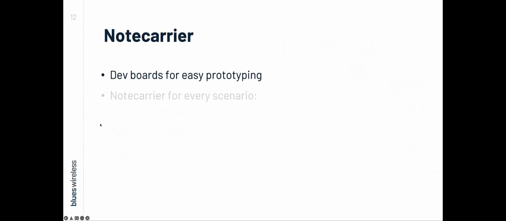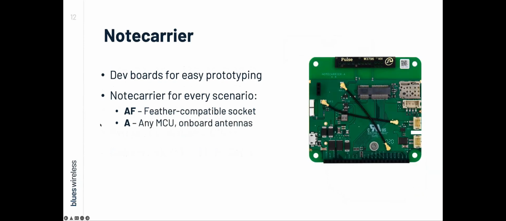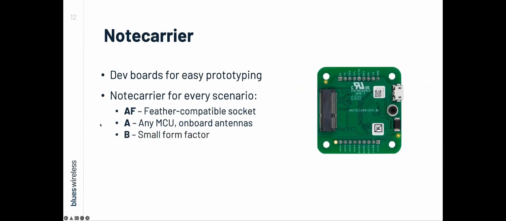Now, to make it easier to use your Notecard when you're prototyping, or even when you're ready to embed in a more permanent solution, we provide a line of products called Notecarriers. Now, these are development boards that allow you to snap a Notecard in and really connect it to virtually any solution you can dream up. For example, the Notecarrier AF includes a Feather-compatible socket with onboard antennas as well. The A model includes headers that let you hook it up to any microcontroller you want. It also has onboard antennas. A new rev of this Notecarrier, I believe, is what TJ is going to be showing off today. The B is a small form factor Notecarrier. This is great for more production-ready scenarios.